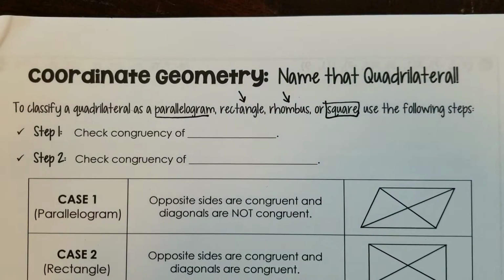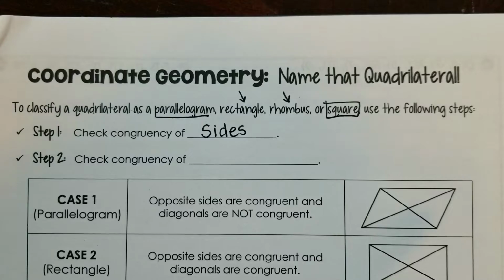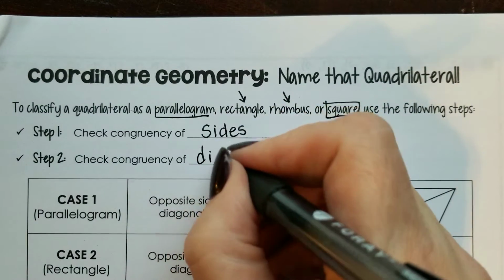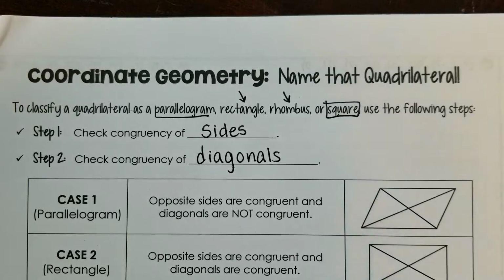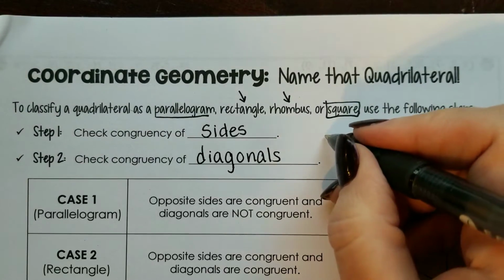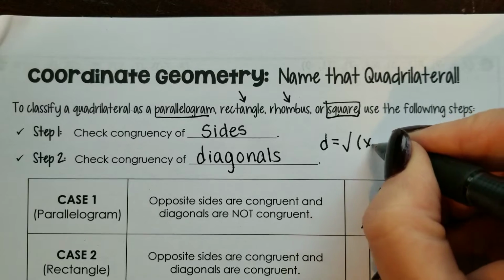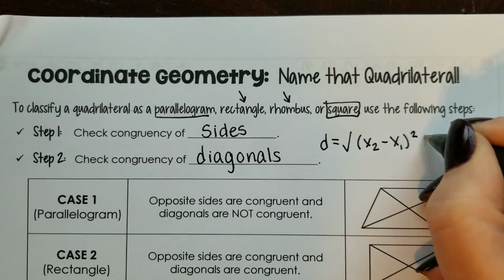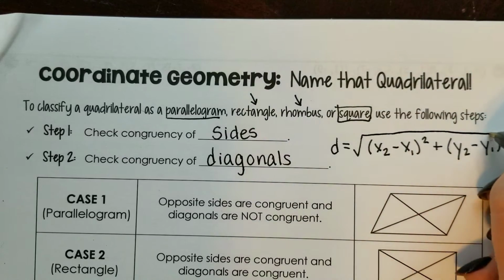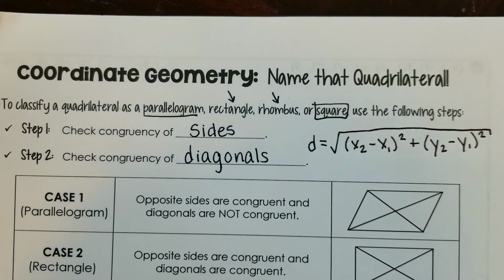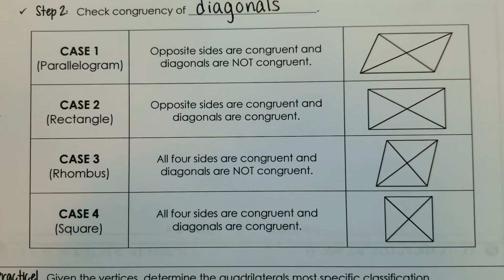The way we're going to do that is we're going to check for the congruency of the sides, and we're going to check for the congruency of the diagonals. That's a lot of congruency. And remember, to know the length of our sides and diagonals, we're going to use the distance formula. We're going to have 2 points on each side, and the distance is going to be the square root of x2 minus x1 squared plus y2 minus y1 squared.